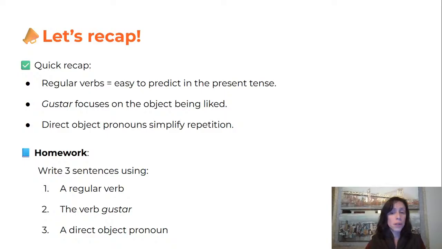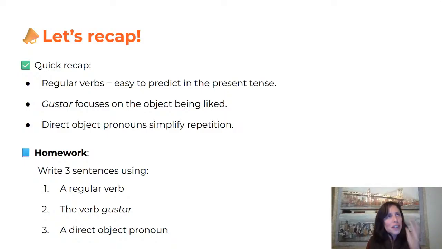If we compare it to English, it is not I like, no, it is me gusta. So this thing me gusta, to me, like it likes to me. Okay, that's why we say me gusta, te gusta, le gusta, nos gusta, and le gusta, like to them or to you guys. Direct object pronouns simplify repetition.